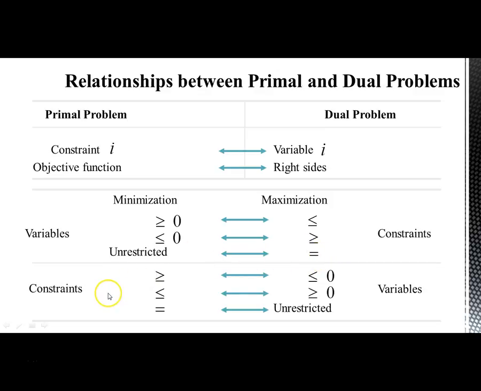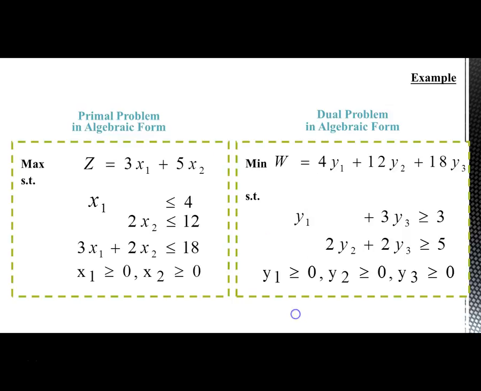And constraints will become variables. If the constraint is greater than or equal to, the variable will be less than or equal to 0. If the constraint is less than or equal to, the variable will be greater than or equal to 0. If it is equal to, the variable will be unrestricted. All right. Next, let's go with an example.